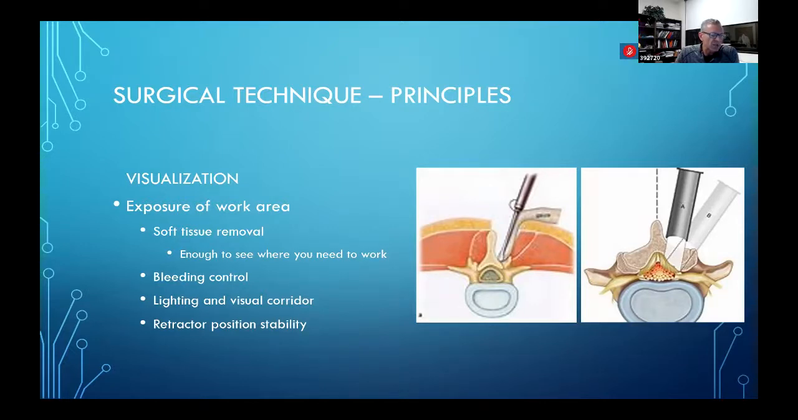The need to visualize your bony anatomy so that you can then visualize your soft tissue anatomy is very key. So you want to control the bleeding on the way in, you want to have good lighting with your headlight, and then ultimately your microscope, and you want to make sure that your retractor is in a stable position so you don't lose that field throughout the operative procedure, which will, one, slow you down, and two, put you at risk of complication or neurologic injury if your retractor is not stably positioned.